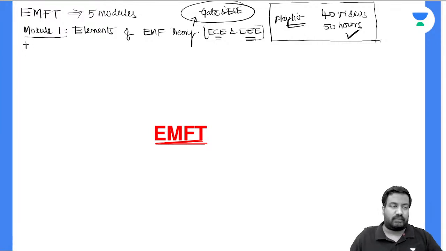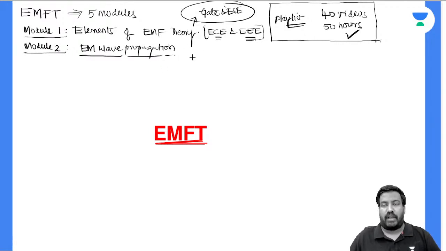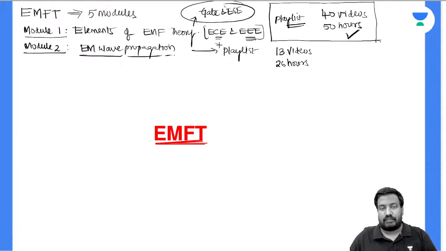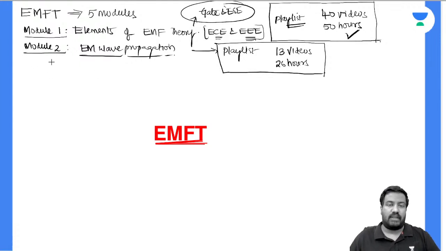Module 2, this is the current module, which is on EM wave propagation. This is only for EC. Right now we have a playlist of 13 videos. Actually, this is the 14th one, and 26 hours of content are in this playlist. We are into this particular module, EM wave propagation. Today is part 14.